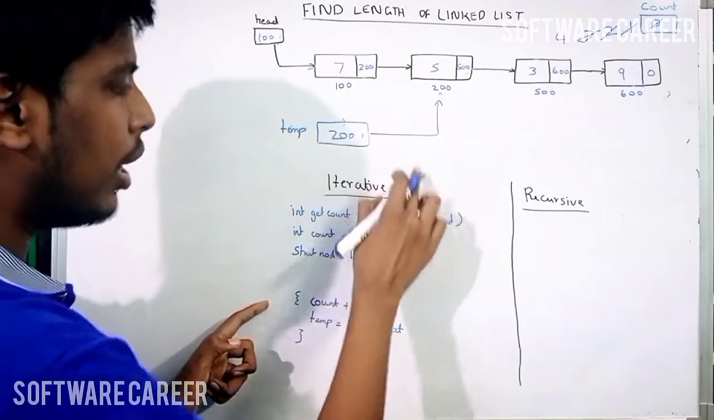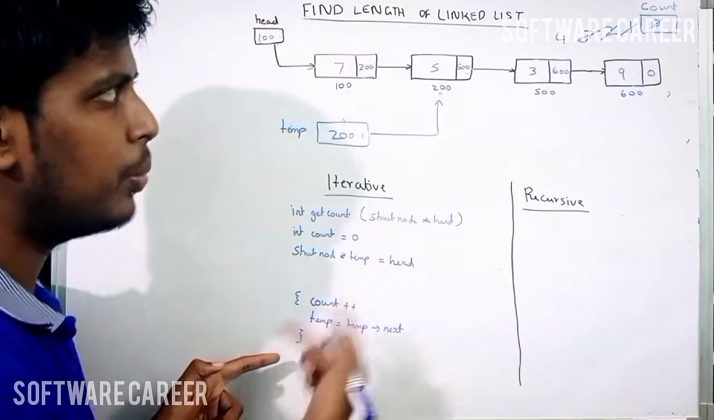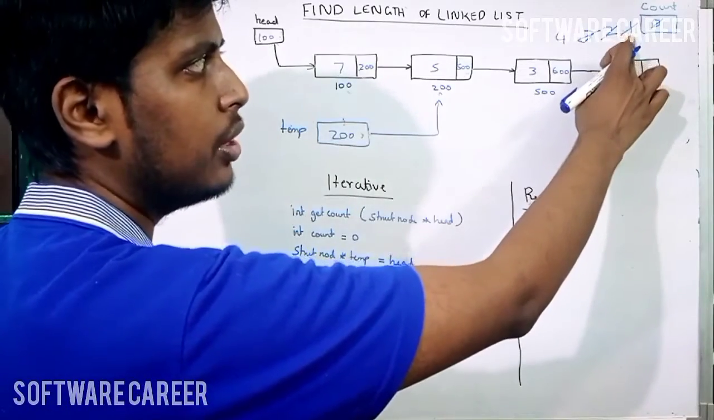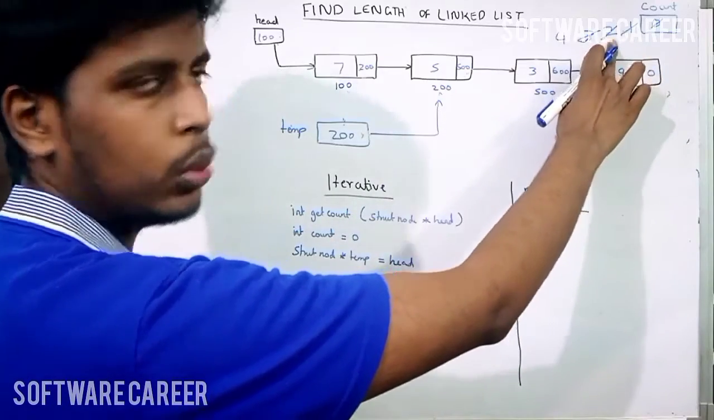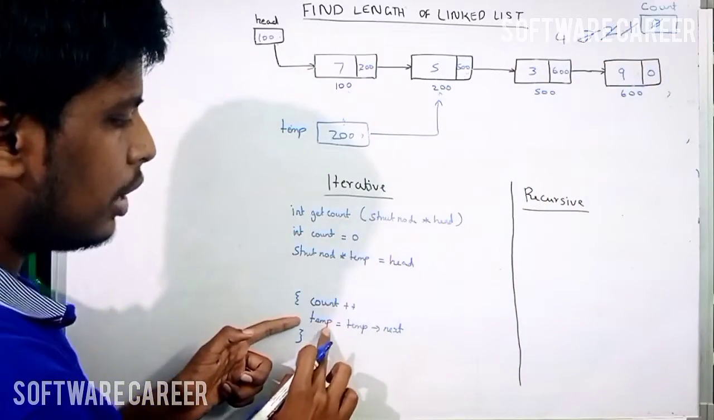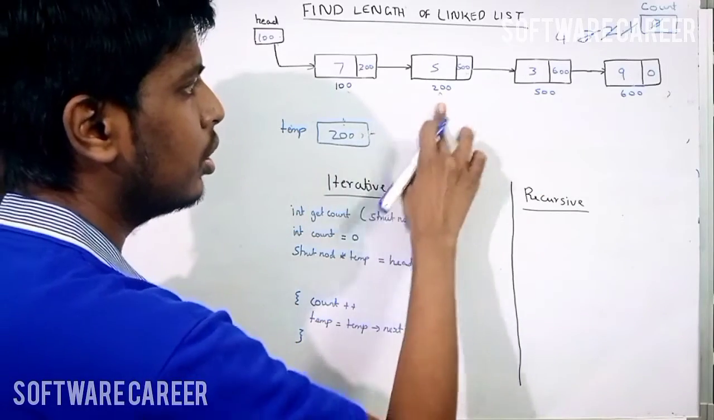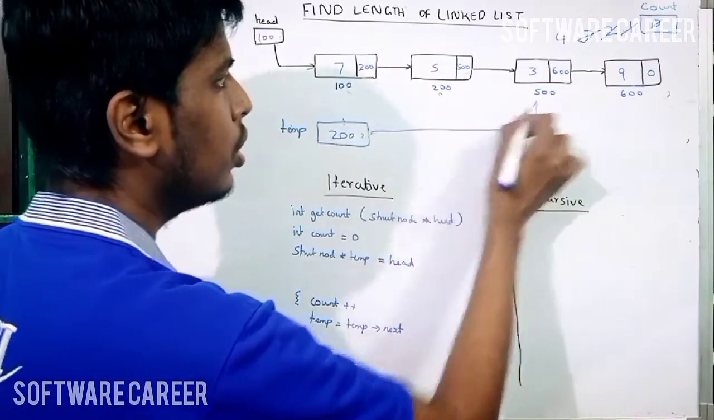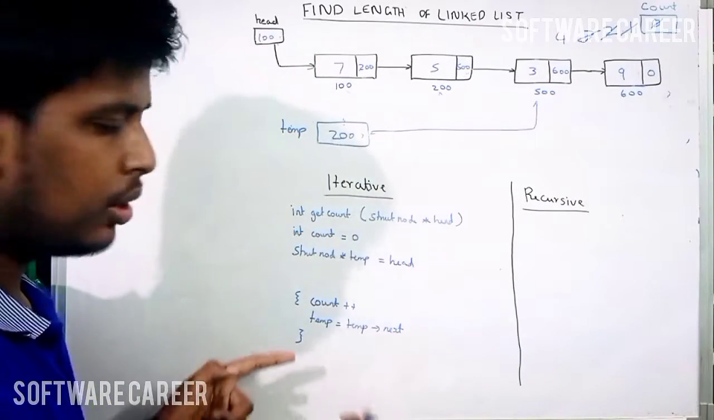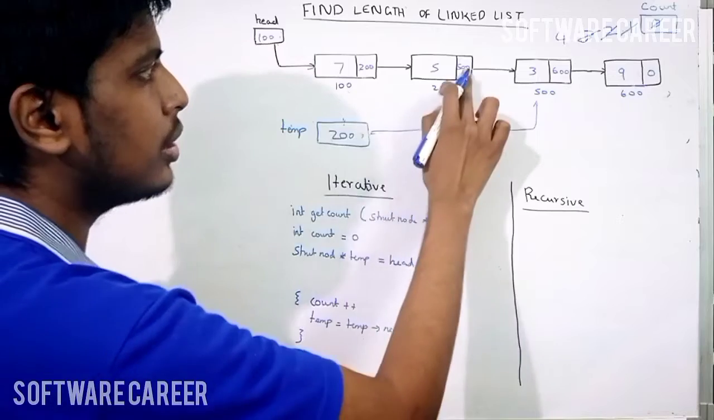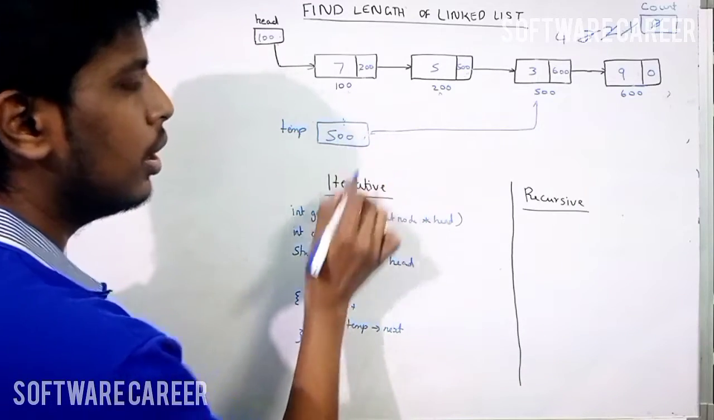Now again you should go back and do the same step. You should increment the count value by 1. Count was 1, so at this step you increase the count value by 1 and it becomes 2. Then you should move the temp pointer towards the next node, like this: temp equals temp next. 200's next is 500, so 500 comes.